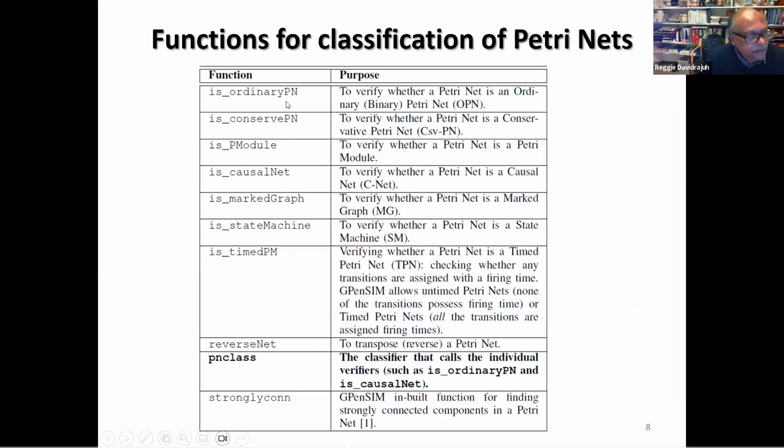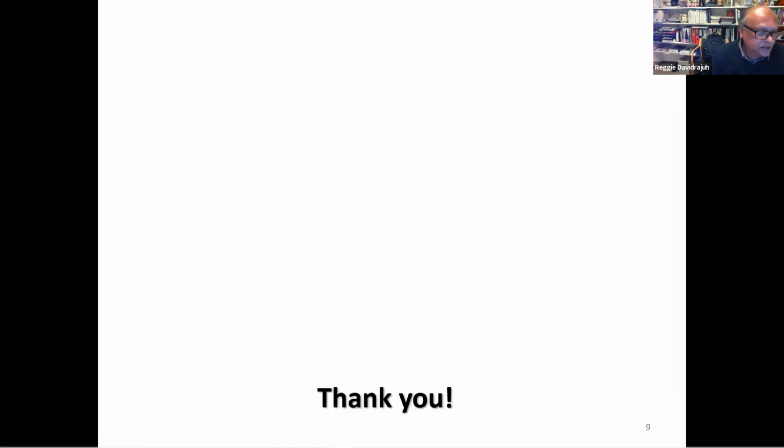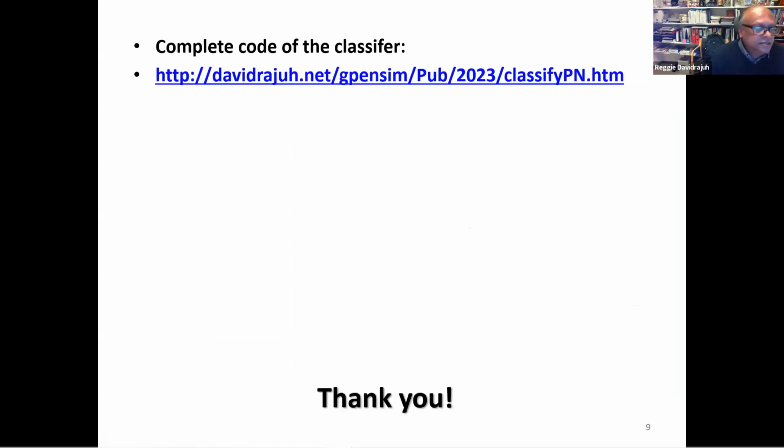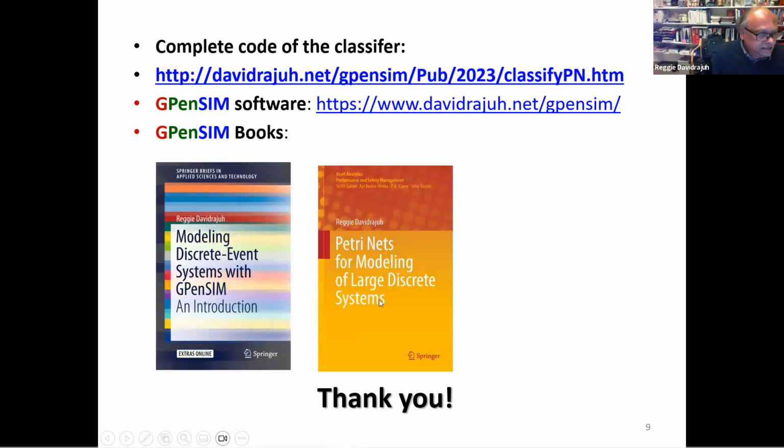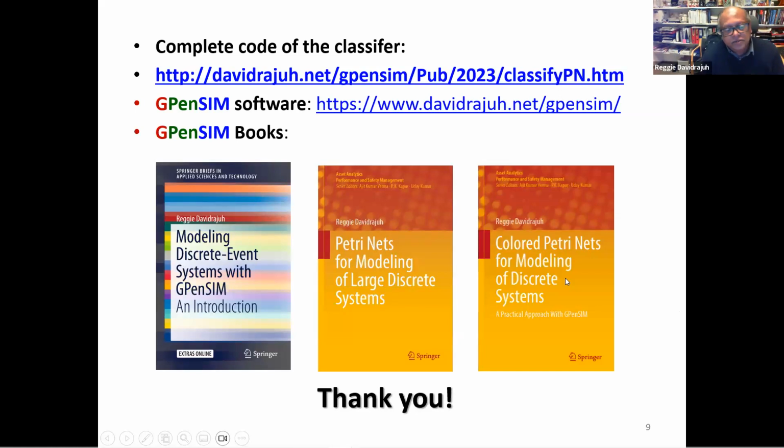In my paper, I have realized all these functions so that we can automatically detect simple types of Petri nets, in addition to causal nets, okay? The complete code is available. If you want to study the code, it is there in addition to the paper. If you want to try my software GPensim, here it is. Or if you want to read about my books on GPensim, all published by Springer, this is the simple user manual. This is the advanced book on modeling large systems. And this book talks about colored Petri nets for modeling real-life systems.